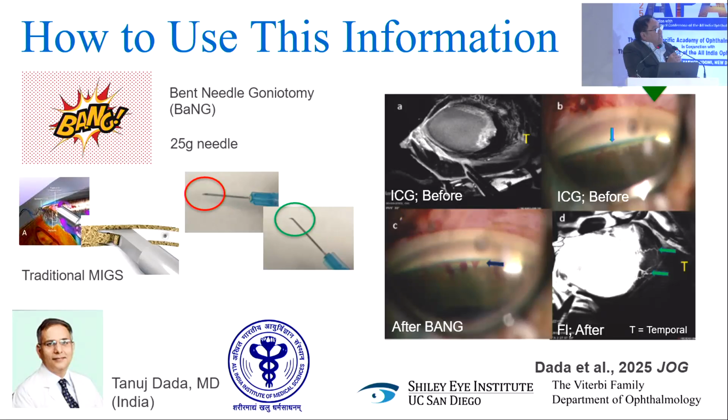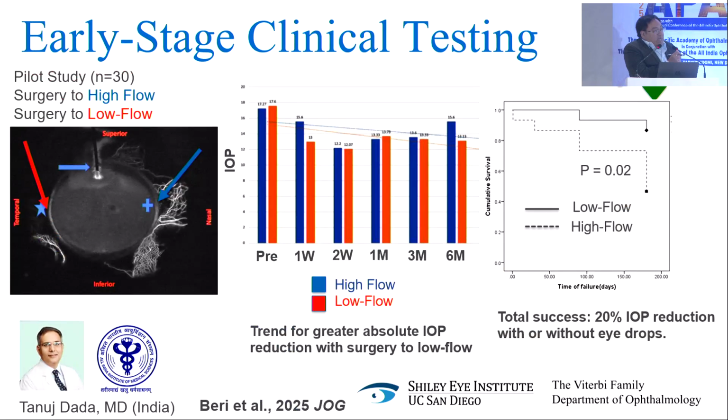He puts the ICG in, the TM looks nice, he does the band, and he actually rescues temporally. This is very similar to my Armenia data, except that we were there in the nasal part of the eye. He's here temporal, showing that temporal can be rescued. And then this led to a clinical study, an early pilot study, 30 patients, 15 surgery nasal high flow, 15 surgery temporal low flow, and then what happens over time. Okay, IOP goes down because they had surgery, but we really don't see a difference between high flow and low flow.